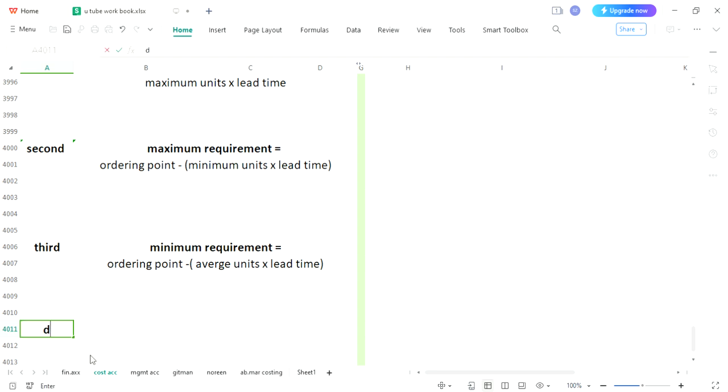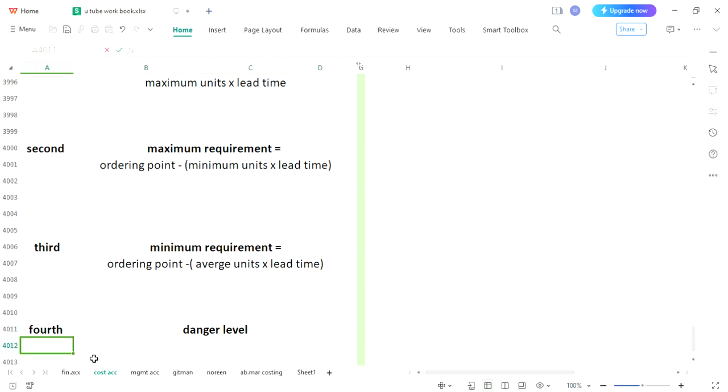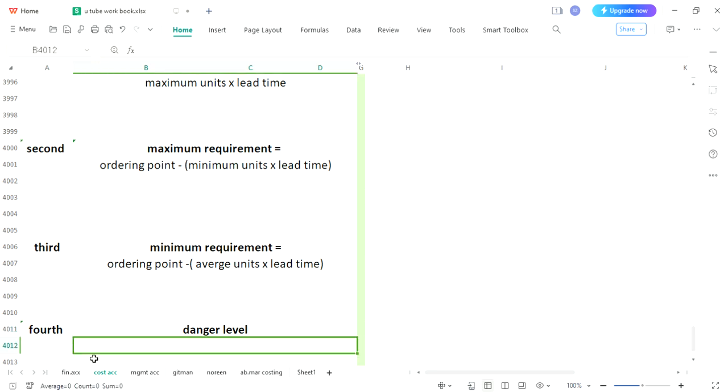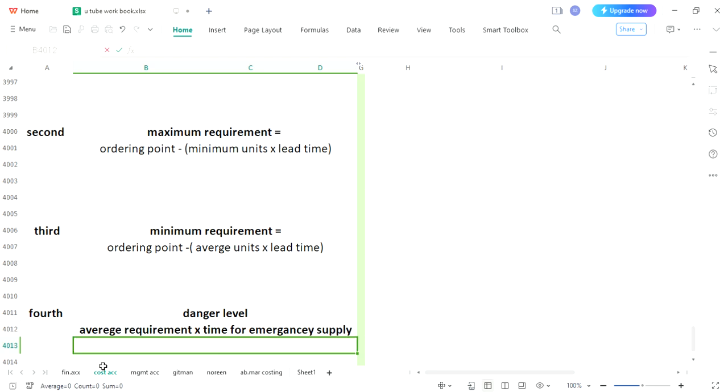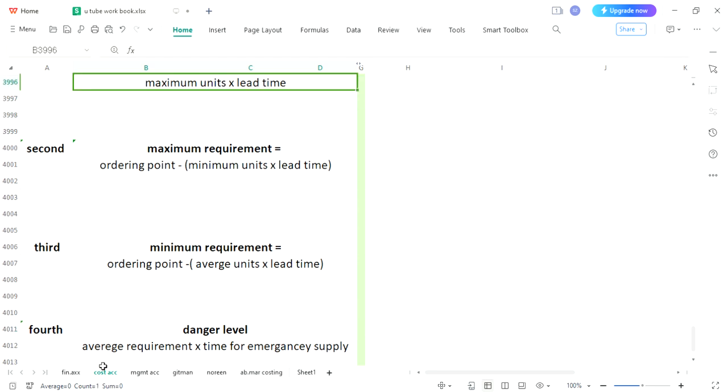Then number 4, still very important, is the danger level. For the danger level, what we need is the average requirement, and it would be multiplied with the time for emergency supply. So guys, these were the four formulas with which we will be able to solve all requirements of this chapter.